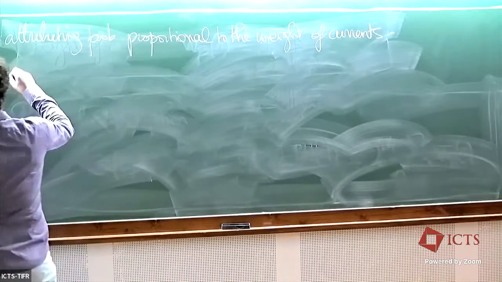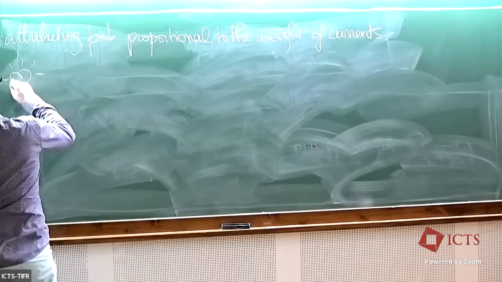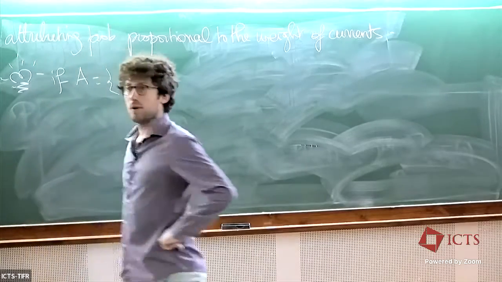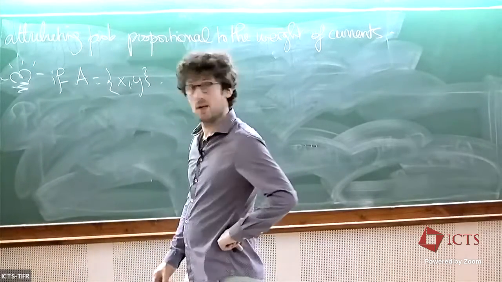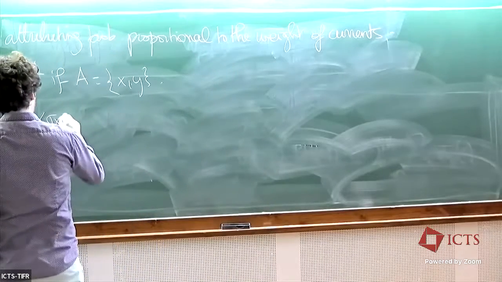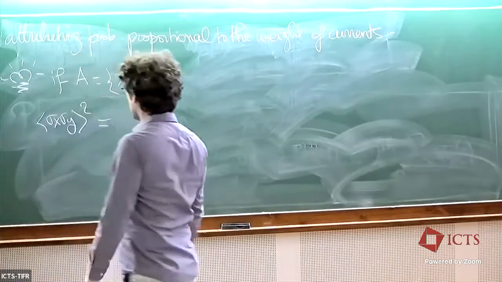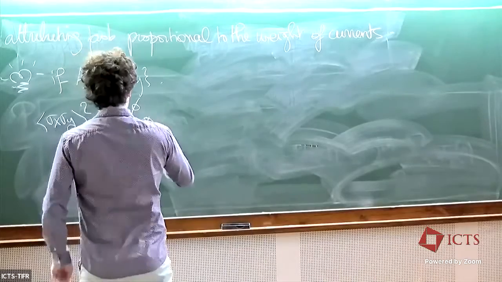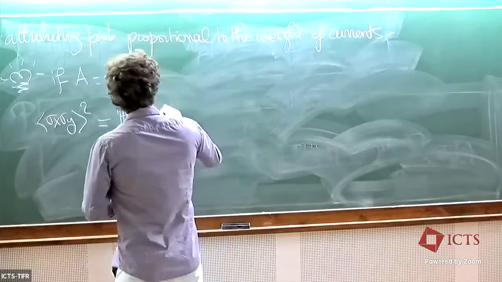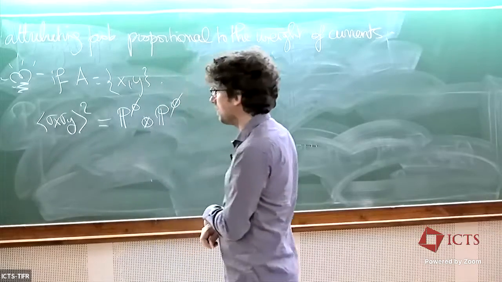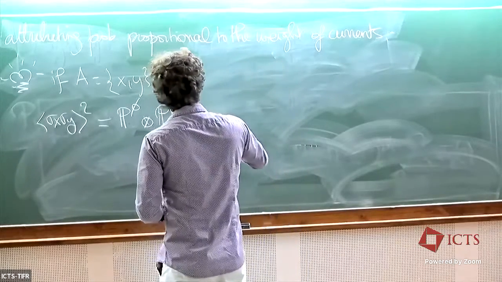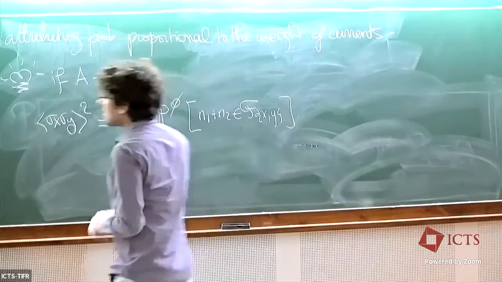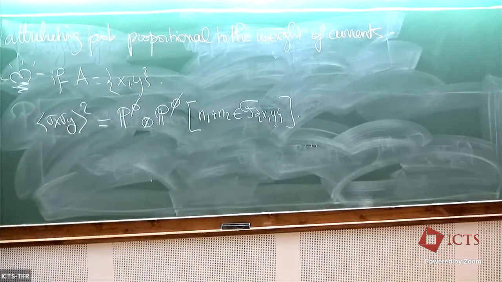In particular, note that if A is just xy, two sources, then it tells me that sigma x, sigma y squared, so the square of the spin-spin correlation, is the probability empty set. So I sample a first current with empty set. I sample an independent current with empty set. And I look at N1 plus N2 belongs to Fxy. So what does it mean, N1 plus N2 belongs to Fxy?